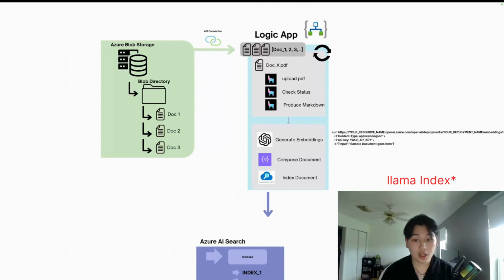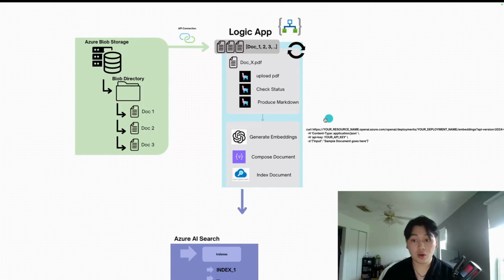Once we are done using LlamaParse, we then generate embeddings using the Azure OpenAI resource that we have connected to. This resource group will be connected through this curl command that we will go through in a bit. And once we have our embeddings and markdown, we can compose a document to organize everything in a uniform fashion and then index that document into Azure Cognitive Search.